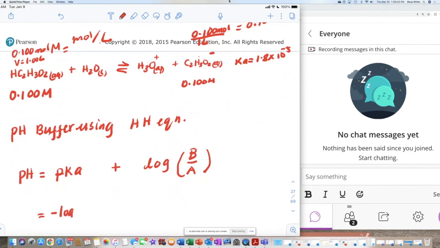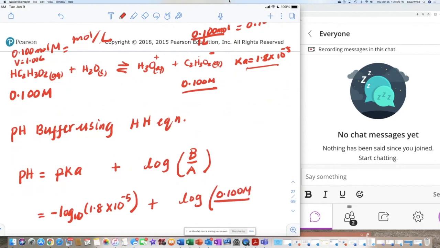pKa is negative log base 10 of Ka. Ka is this number right here, 1.8 times 10 to the power of negative 5, plus log of, what's my base? Oh, base 0.100 molar, acid 0.100 molar.